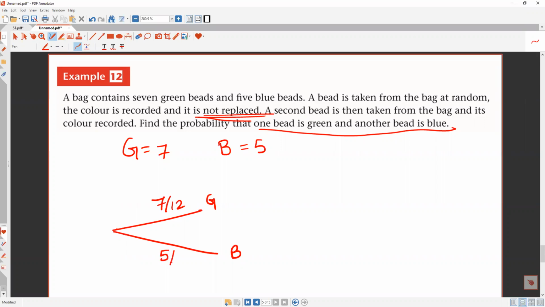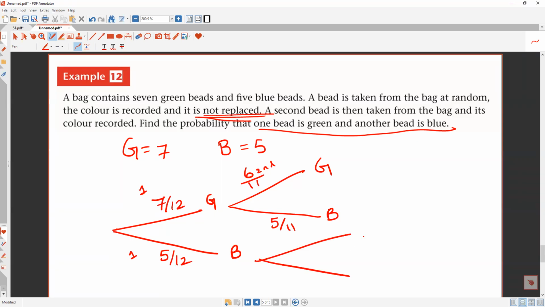Probability of getting a blue is 5 by 12. If you get green in the first try, the second is not replaced. Remember that. This is the first try, and this is the second try. If the first is green, one green will be removed. What is going to be? 6 divided by 11, and blue will remain as before, so 5 divided by 11.